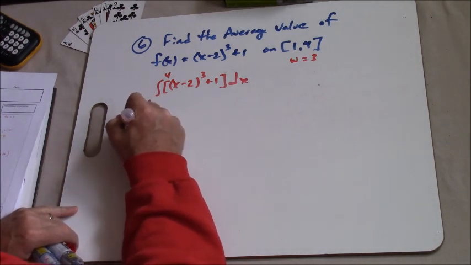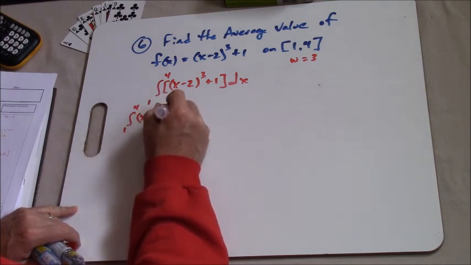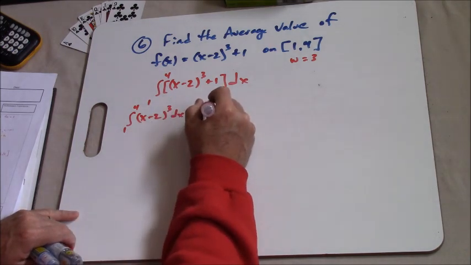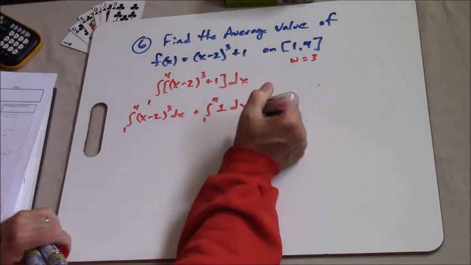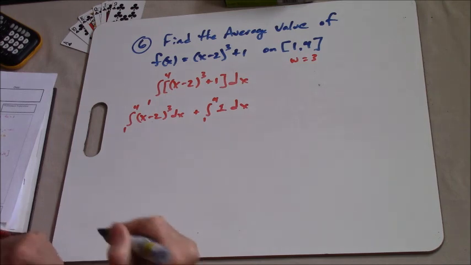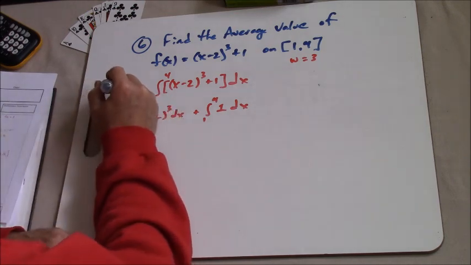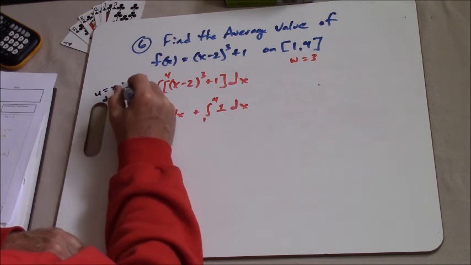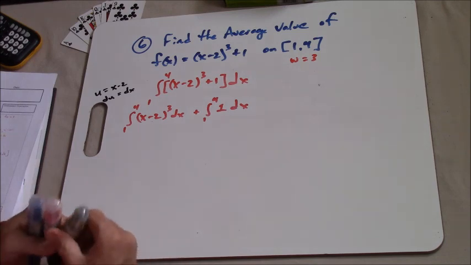So I've got the integral from 1 to 4 of (x − 2)³ dx. So I'll have to do a substitution there. And then plus the integral from 1 to 4 of 1 dx. So when I do my substitution, I'm going to let u equal x − 2. And when I take the derivative of that, it's going to be 1, since I just took the derivative of x. So it's really just a straight across substitution.